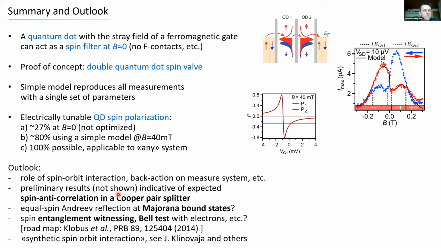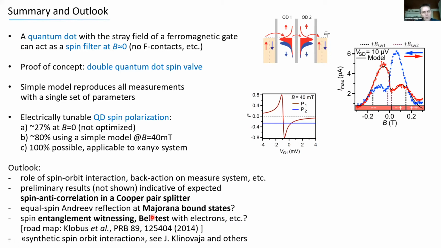So what can we do with this in the future? The theoretical question is, what's the role of spin-orbit interaction for these experiments, and what's the back action onto the measured system if we implant this into more complex systems? We have started to look at Cooper pair splitting, where we see the first signs of spin anti-correlation. If we have a singlet and separate them, one should be spin up, one should be spin down, but one can do a lot more, investigating Majorana bound states, or one can construct entanglement witnessing experiments and Bell tests for electrons.